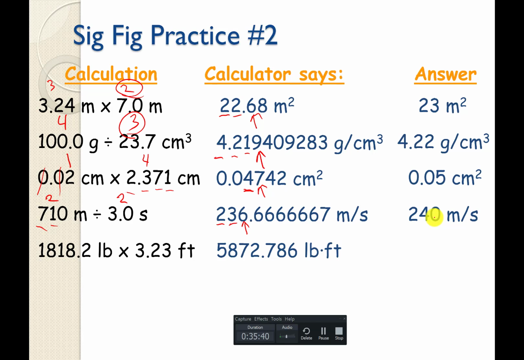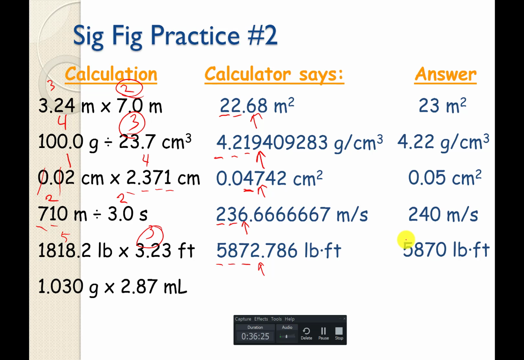Okay, let's look at this one. This one's actually not too bad. We have 1, 2, 3, 4, 5 significant figures here, and then 1, 2, 3 significant figures here. The least significant figures is 3, therefore our answer can only have 3. We go 1, 2, 3, and then this is our first non-significant figure. This is the first time that it is less than 5. If it's less than 5, we leave the significant figures as they are, and our answer would be 5,870 pound-feet.